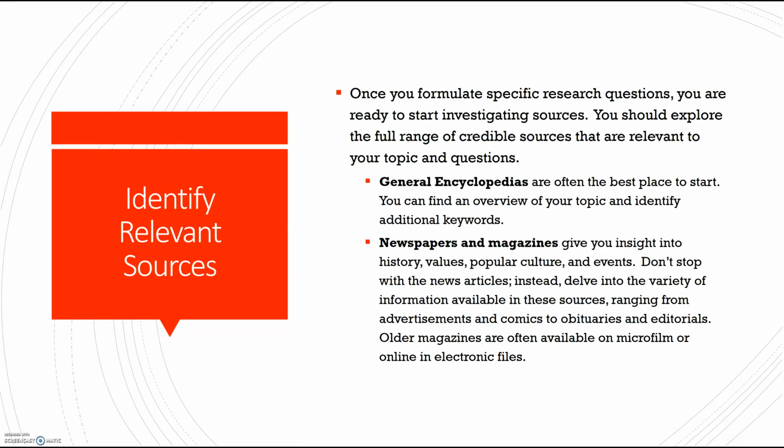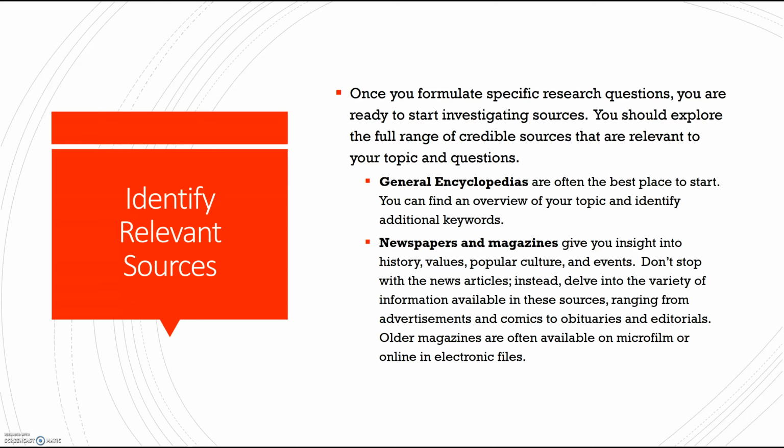All right, you should explore the full range of credible sources that are relevant to your topic and questions. The first two I would say you should go to are general encyclopedias and newspapers and magazines. Two groups, rather. So general encyclopedias are often the best place to start. You can find an overview of your topic and identify additional keywords. I think in the modern age with technology, Wikipedia might be what's substituting general encyclopedias.